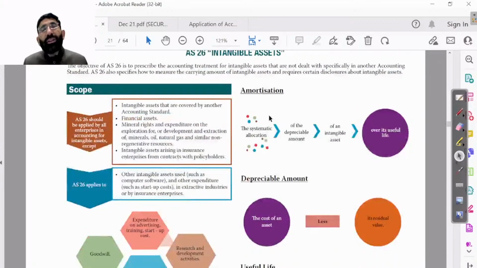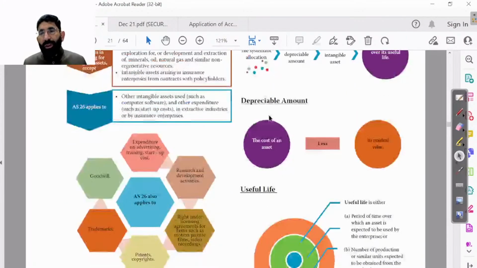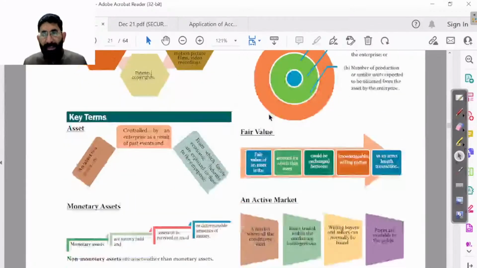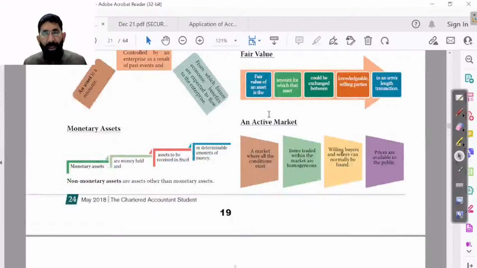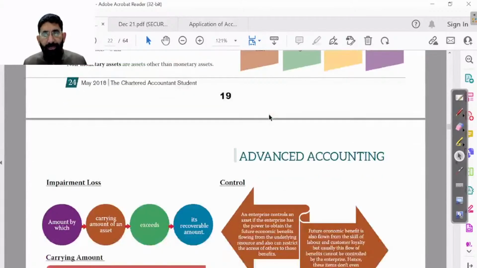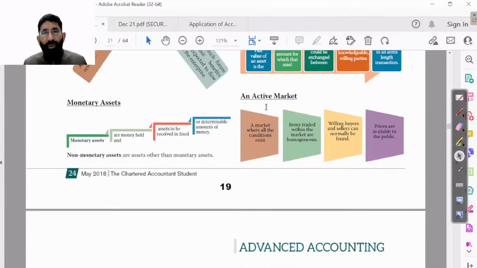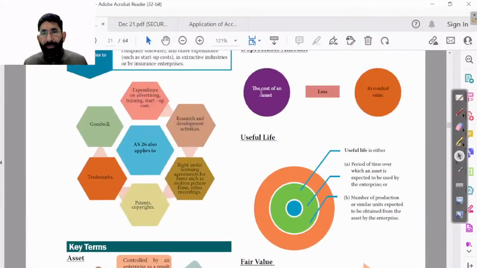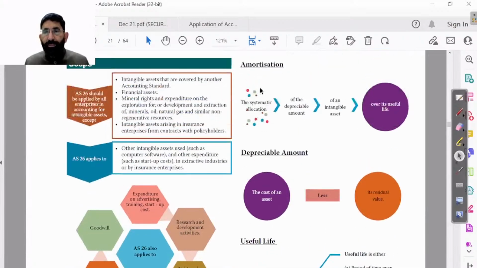Read the remaining definitions and ask me the query. Amortization, depreciable amount, useful life, asset, fair value, an active market, monetary asset. Yeah, first page. Whatever is given on first page, read it and ask the query from me. Fast.